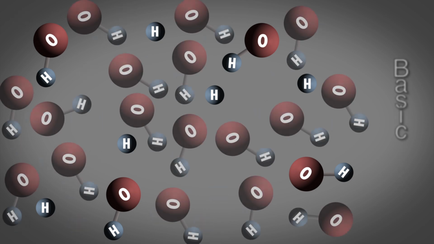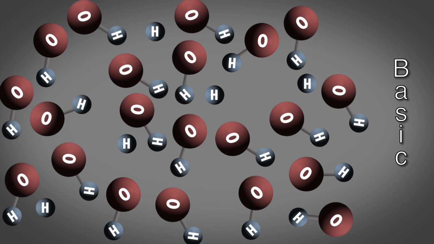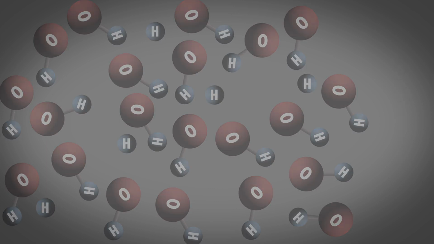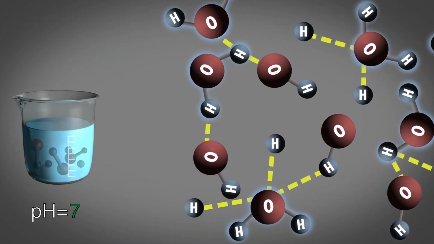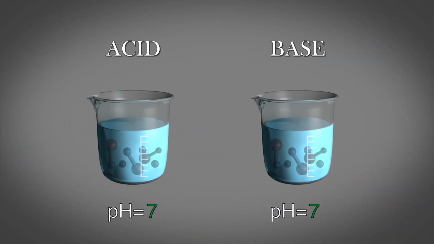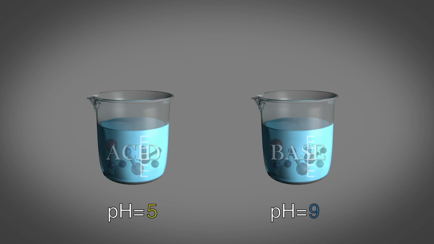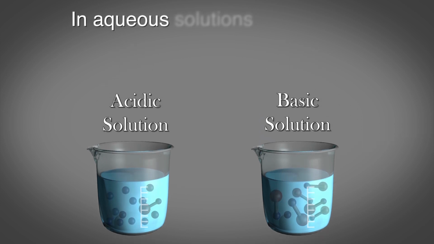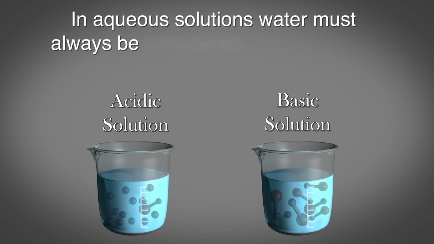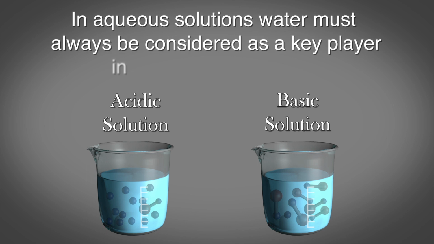So a very important distinction for chemical change that occurs in the aqueous environment is that water always participates in the chemical process. For example, aqueous acid-base chemistry always affects the dissociation of water. This is why, in aqueous solutions, water must always be considered as a key player in the chemical change.